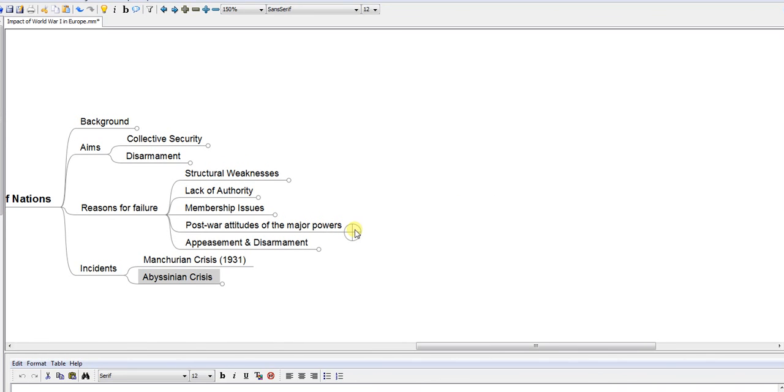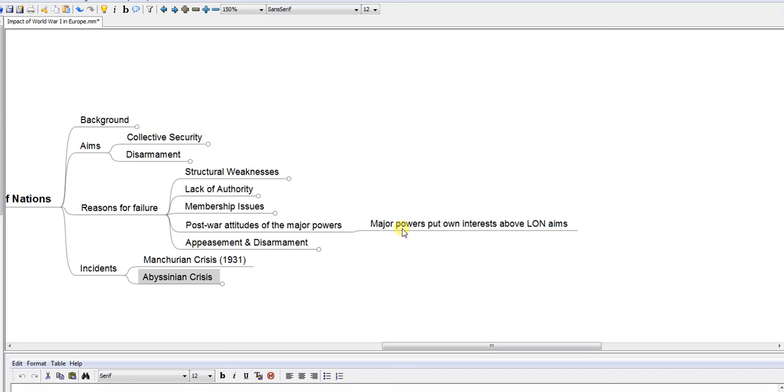Okay, post-war attitudes of the major powers. Like we said, the British and the French, although they had the capacity to get involved in conflicts, they didn't want to. They put their own interests first. They didn't want to get involved in another war, so they put their own interests above the League of Nations.